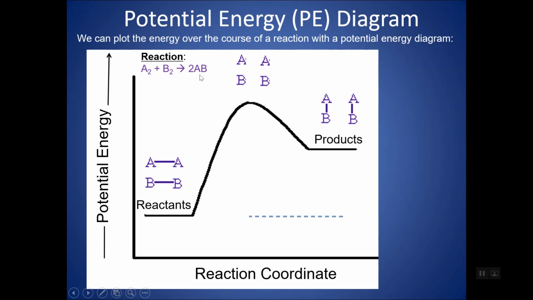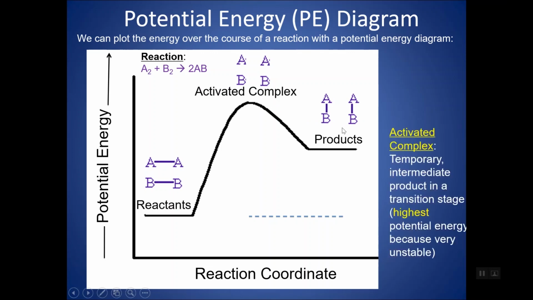If I look at the reaction that's going on, I have diatomic A and B, and as products, they are turning into A bonded to B. So basically, I have got to break the bonds between the A's, break the bonds between the B's before I can bond A and B together. So what happens in between reactants and products is this hump at the top is called the activated complex. It's along the path of turning reactants to products.